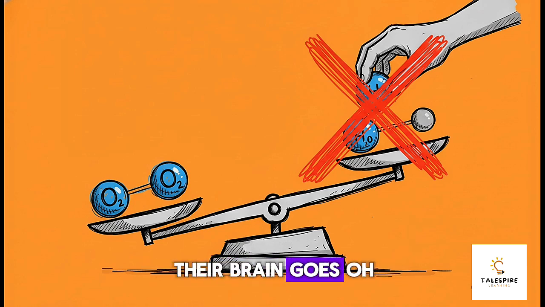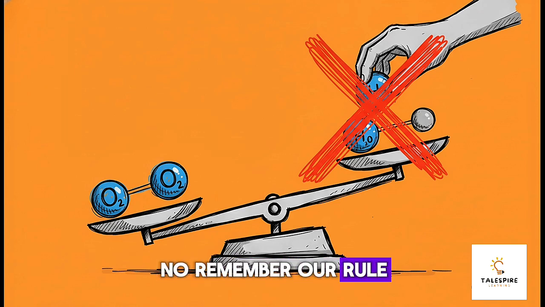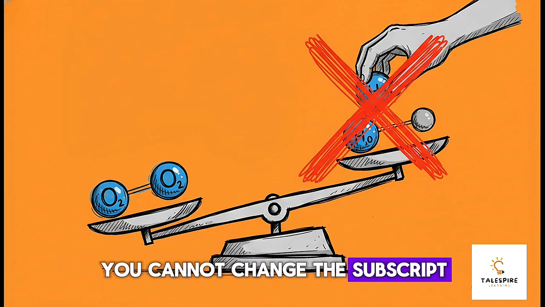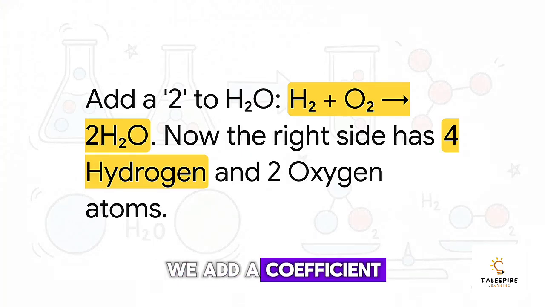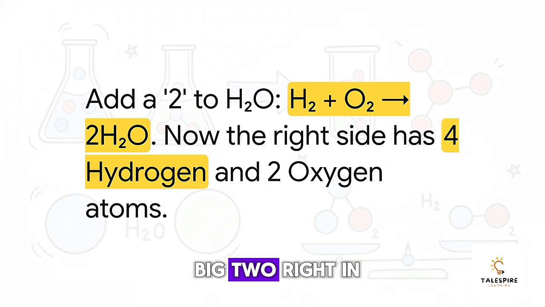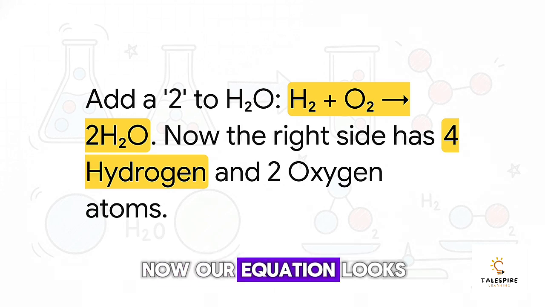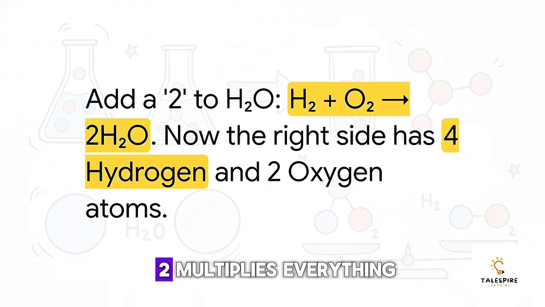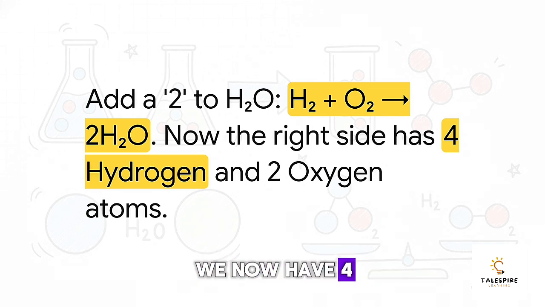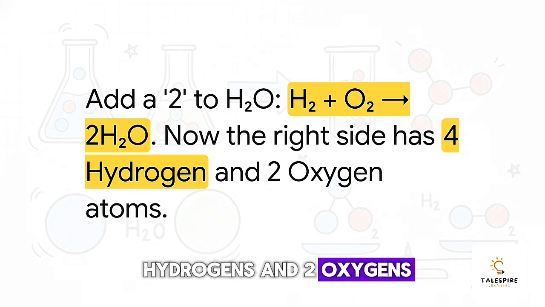Their brain goes, oh, I need another oxygen on the right. So they try to change H2O to H2O2. No, remember our rule, you cannot change the subscript. So instead, what do we do? We add a coefficient. Let's try putting a big 2 right in front of the water. Now our equation looks like this. H2 plus O2 to 2H2O. Okay, time to recount. On the right side, that 2 multiplies everything, so we now have 4 hydrogens and 2 oxygens. Perfect!